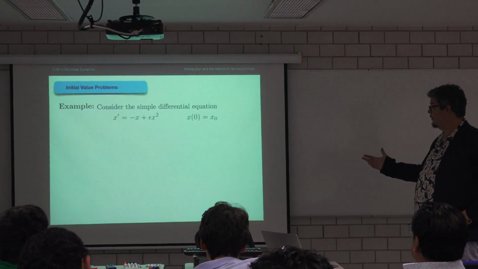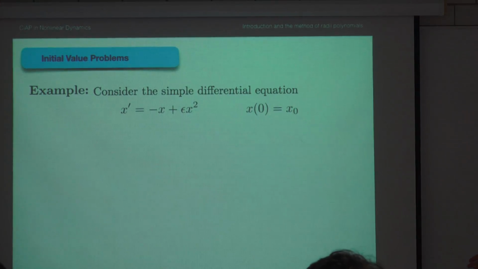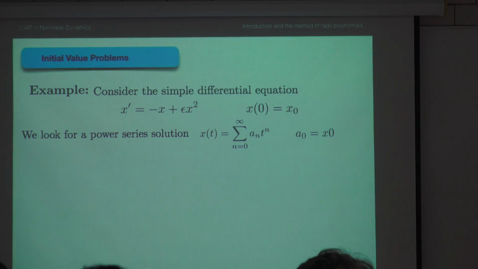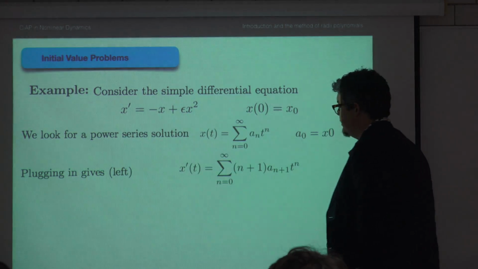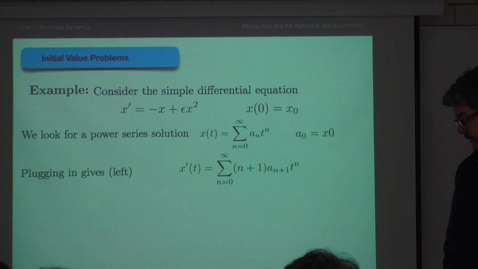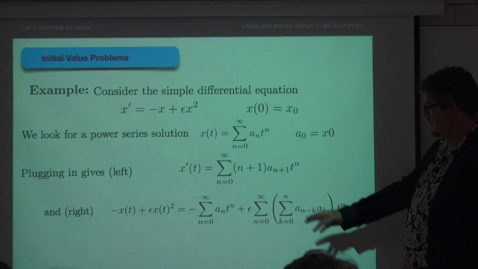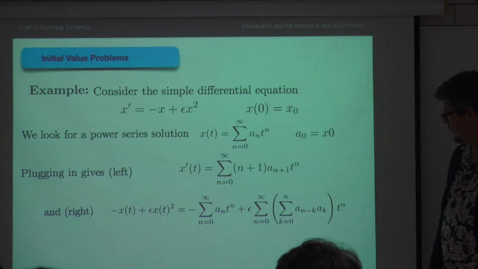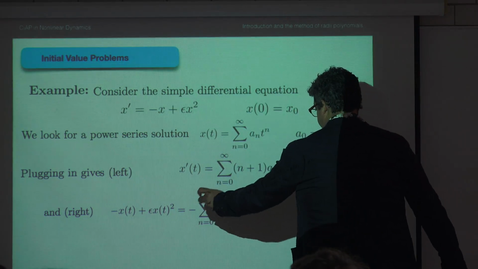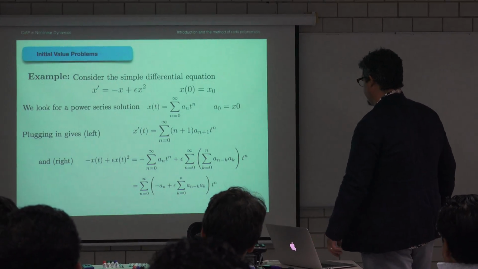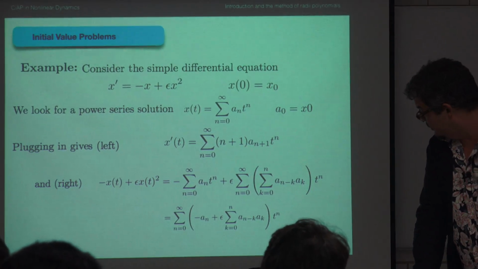So here's the simplest nonlinear differential equation I could think of. I look for a power series solution, right? I mean, this is almost verbatim what John Philippe was doing yesterday. So you formally differentiate the power series. So this is the left-hand side of this equation. Now you plug the power series into the right-hand side of the equation, you get something like this, right? So the negative x is just minus the power series, but the epsilon x squared is in terms of the Cauchy product. And now you can take out the sum from n equals 0 to infinity, take the t out, combine these into a single series. And now you're ready to match like powers.